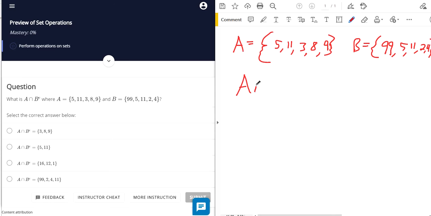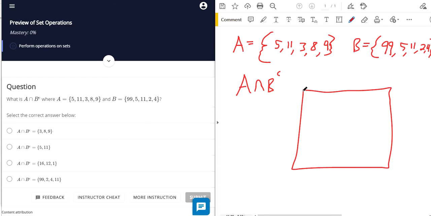We're asked for A intersect B complement. So that means we need to find out the set that happens when you take the set A and find out where it crosses with B complement. That's kind of a mouthful, so it's easiest probably to look at a Venn diagram here.